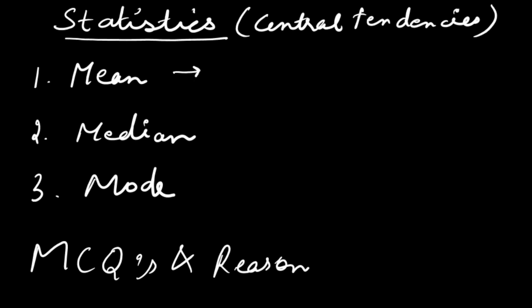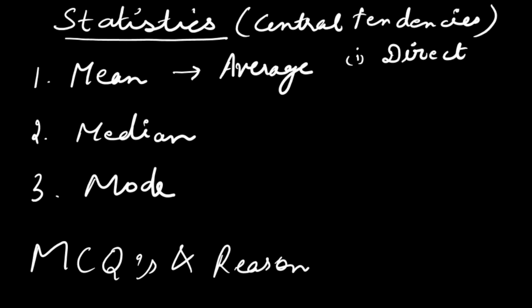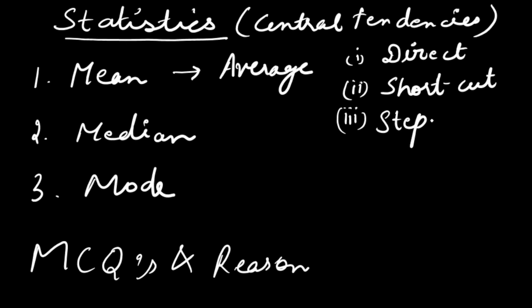I'll just tell you what is mean. Mean is the average of any quantity. Here we will learn three ways to find mean. The first method is the direct method, the second is the shortcut method, and the third method is the step deviation method. So we'll learn to find mean with the help of these three methods.